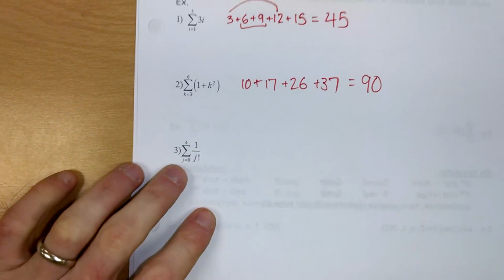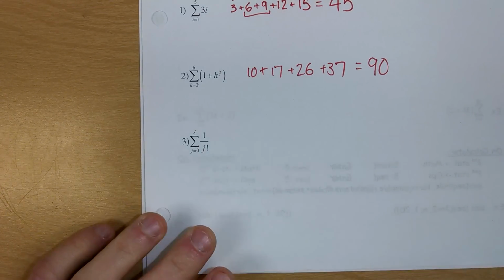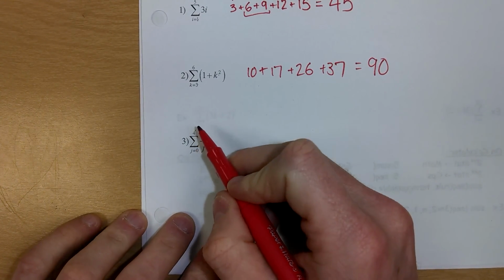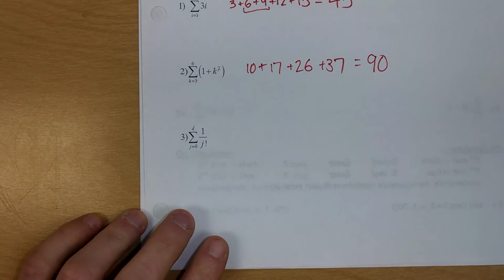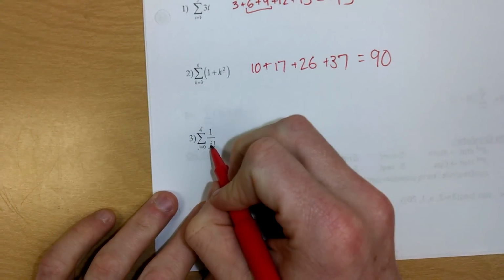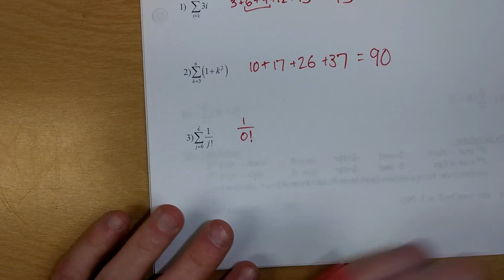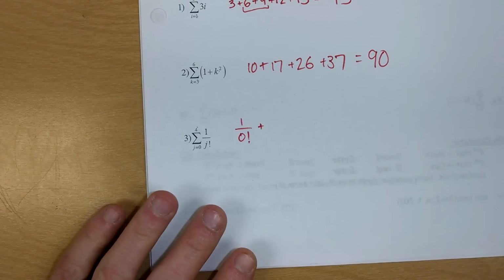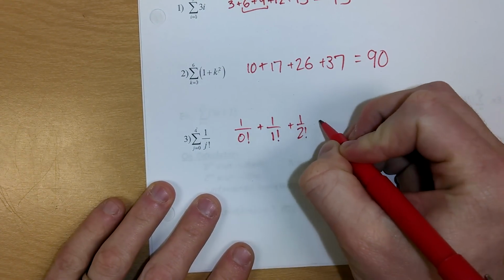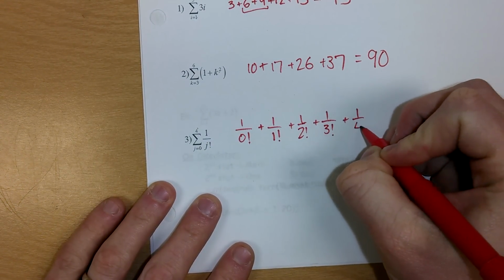One more example, number 3. The sum of 1 over j factorial from j equals 0 to 4. So we're starting by plugging in 0 first, and then 1, then 2, then 3, and then we're ending by plugging in 4. So let's find our sequence, and let's add it up. If we plug in 0, 1 over 0 factorial, I may just write them like this, and then we'll simplify in our next step. 1 over 1 factorial, 1 over 2 factorial, plug in a 3, and plug in a 4.